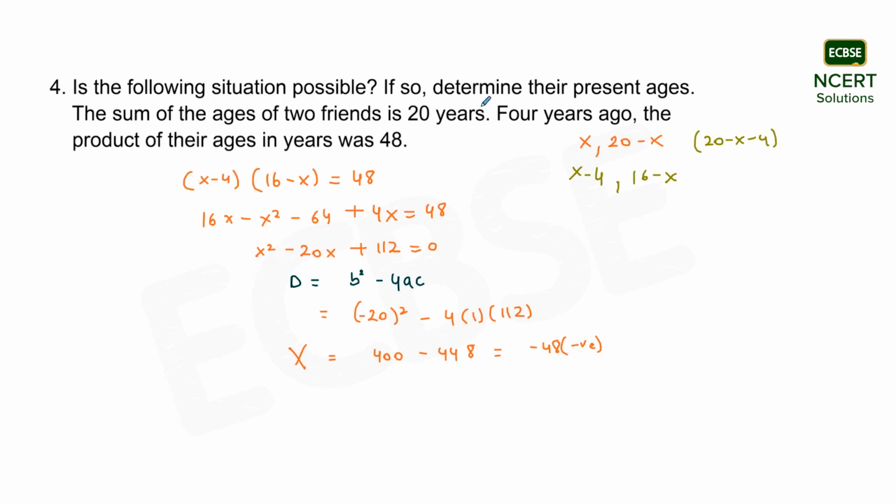So we will not proceed further to find the values of the ages of the two friends, that is, to find the value of x, because it doesn't have a real value and we always deal with real value quantities. So this was about question 4 of exercise 4.4, where we conclude that no situation exists as mentioned in the question. I hope this question is clear to all of you.